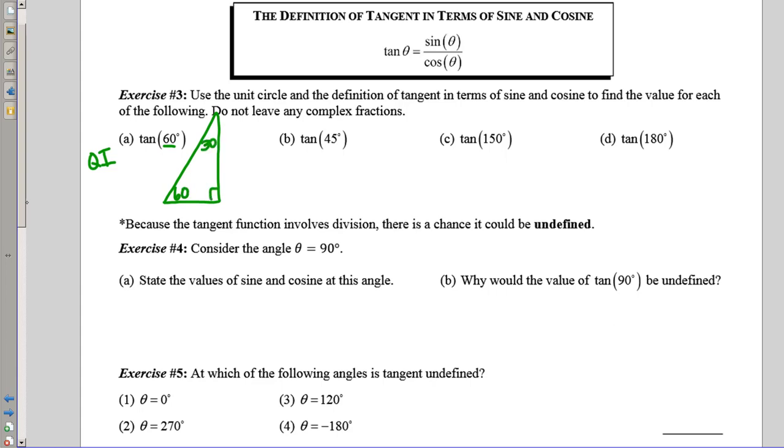Okay, and we can label our sides. The side opposite 30 is half the hypotenuse, and you can label this any of the ways we've discussed. So you have x, 2x, and x radical 3. You have 1, 2, 1 radical 3.